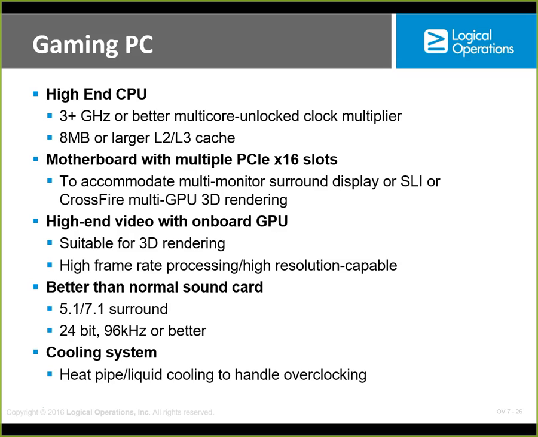But gaming PC, high end: three gig or better, multi-core, unlocked clock multiplier, which means we can overclock it, 8 meg or larger L2 and L3 cache, and those are static RAM. And this is not gig, this is in fact meg. So static RAM, very small, on the CPU chassis itself.